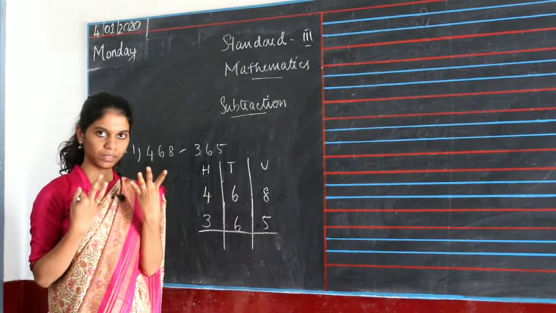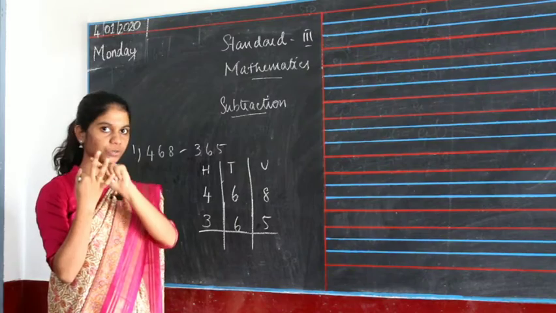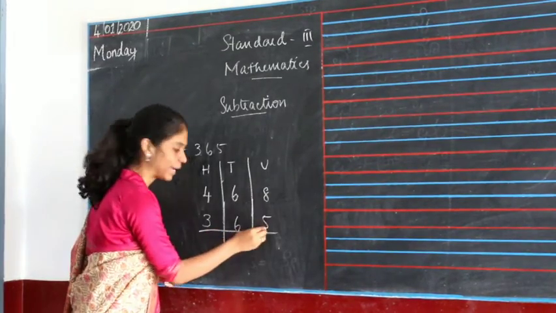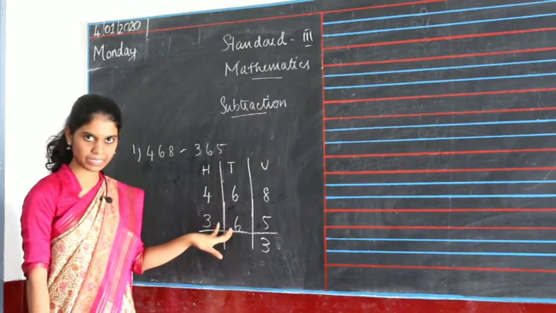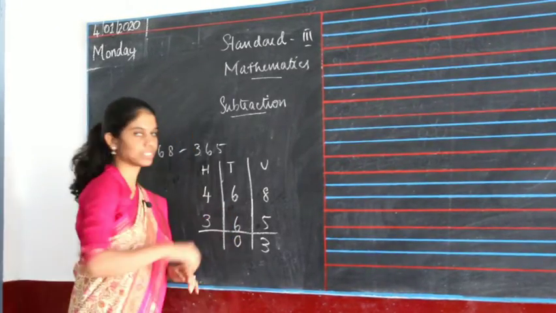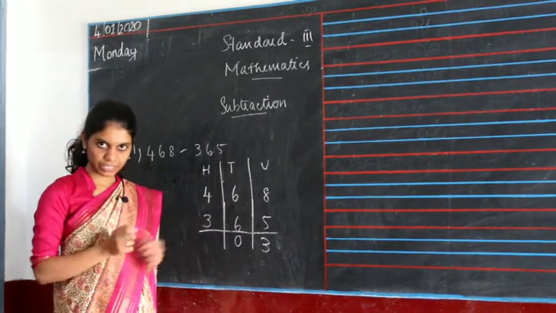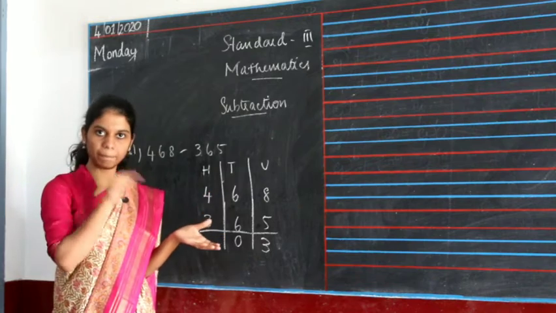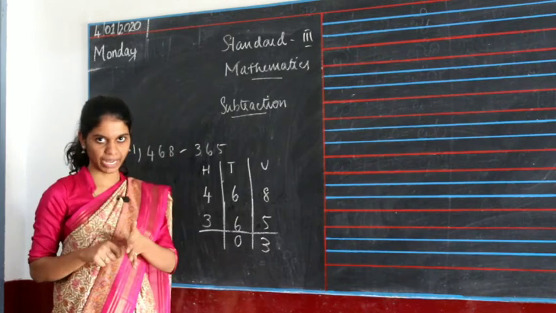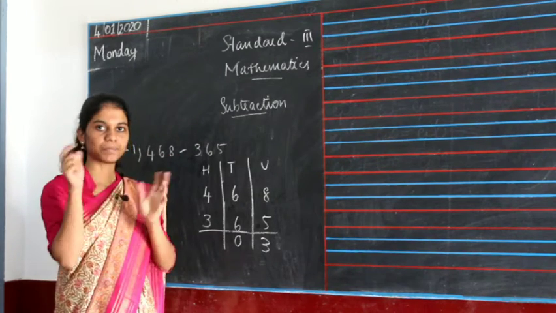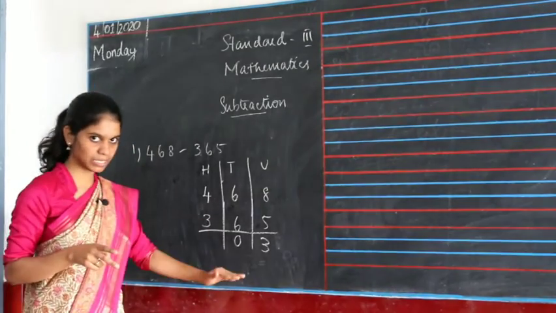Let's subtract: 1, 2, 3, 4 and 5. Remaining 1, 2, 3. So 8 minus 5 will be 3. Here you have 6. 6 minus 6 will be 0. If you are subtracting a number from the same number, you have to write 0. If you are subtracting 5 from 5, then it is 0. If you are subtracting two numbers which are the same, then the answer will be 0.